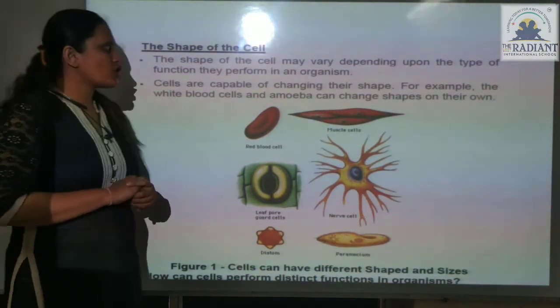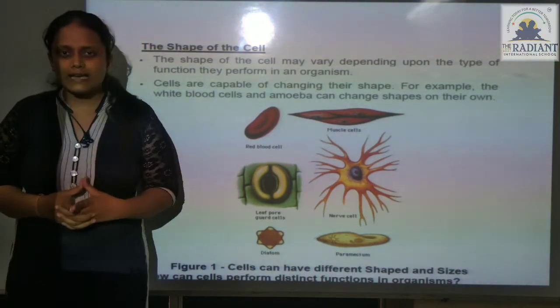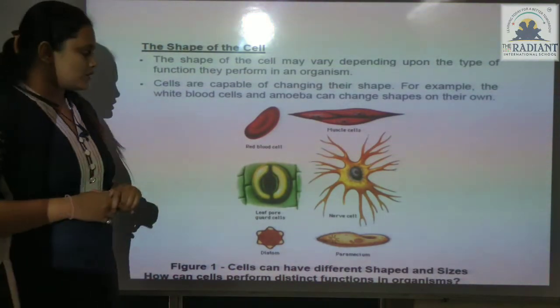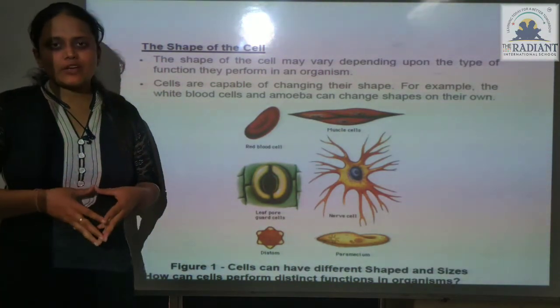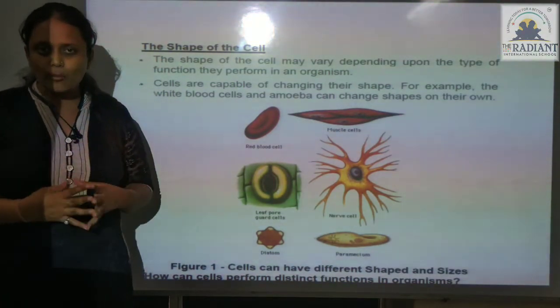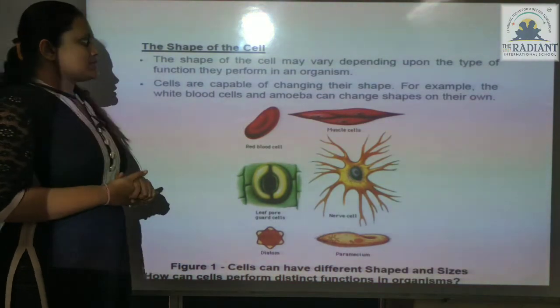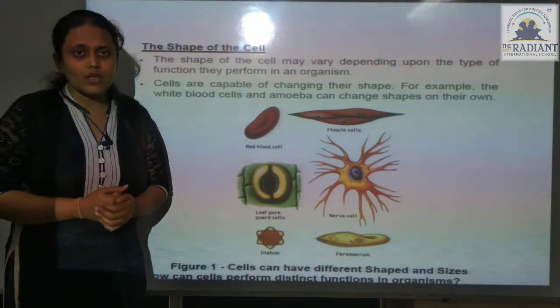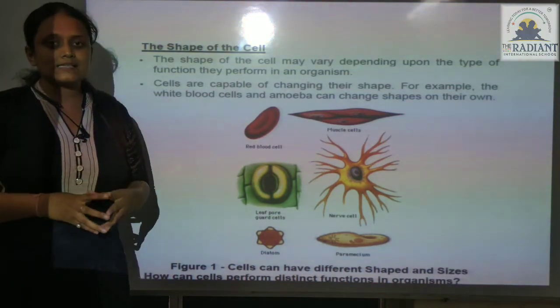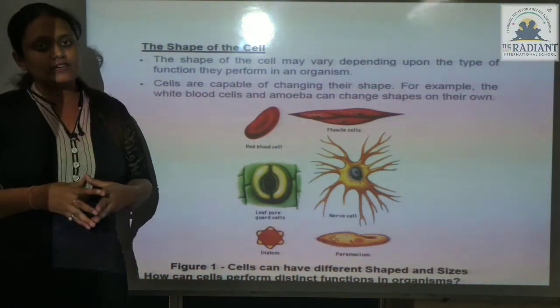Now here comes our next topic, that is the shape and size of the cell. Here I will just show you some of the examples, and I will also mention some of the important facts regarding the topic. We will see that in a human organism, in a living organism, all the cells are of different shapes and different sizes.